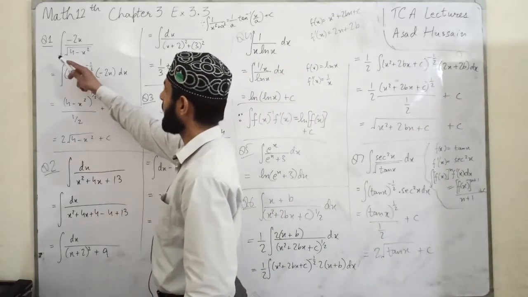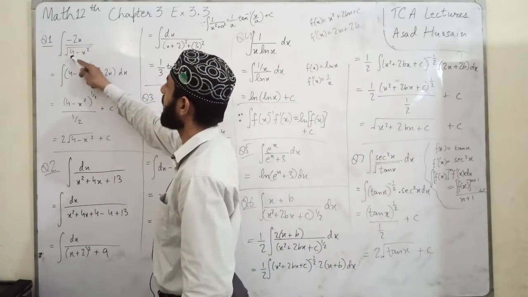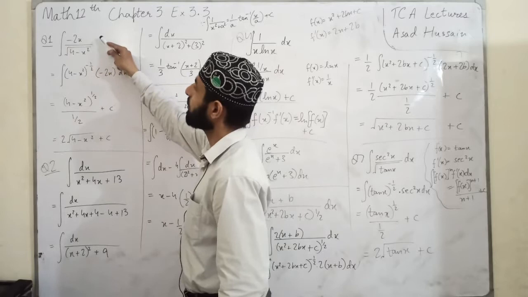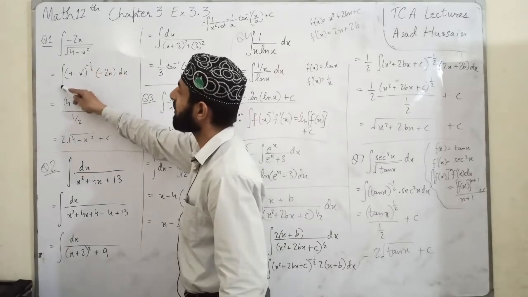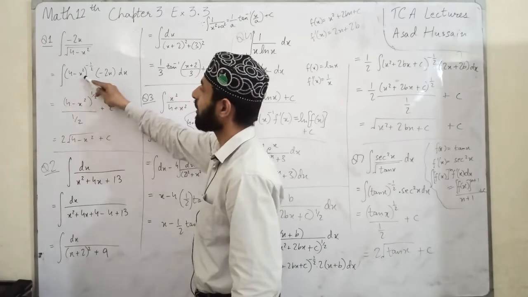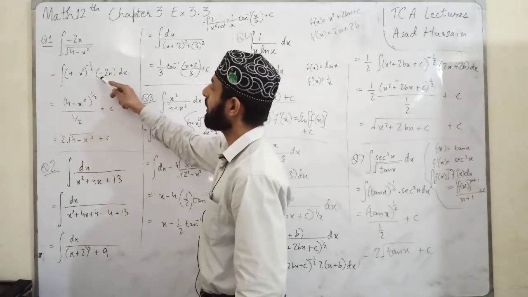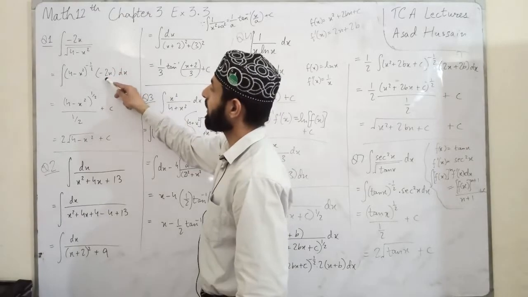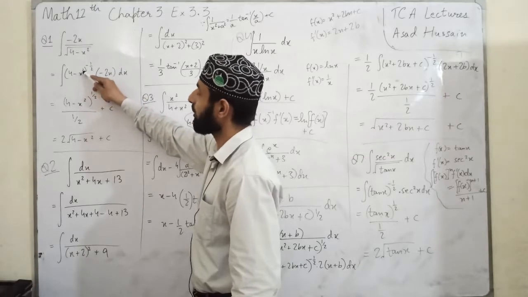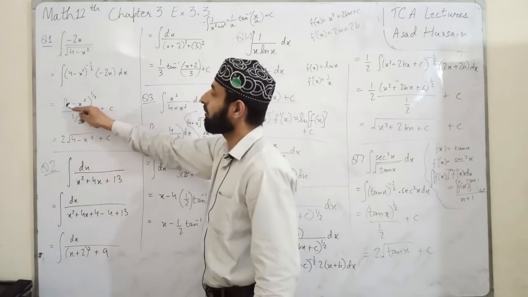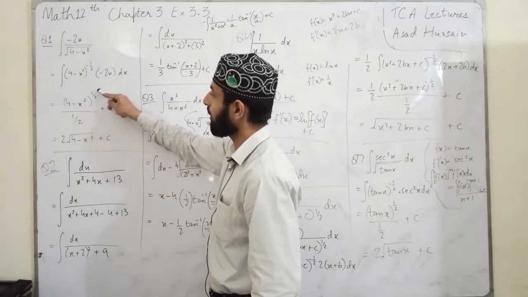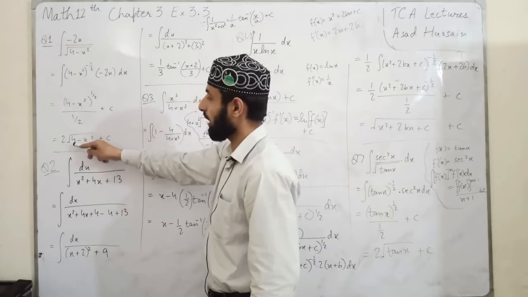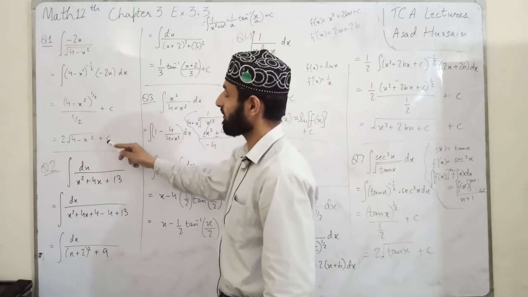Question number 1: integral of minus 2x over under root 4 minus x square. Moving the denominator to the numerator, it can also be written as integral of 4 minus x square raised to power negative 1 by 2 into negative 2x. As we can see, negative 2x is the derivative of 4 minus x square. So, integrating we get 4 minus x square raised to power 1 by 2 over 1 by 2 plus c, which can also be written as 2 under root 4 minus x square plus c.